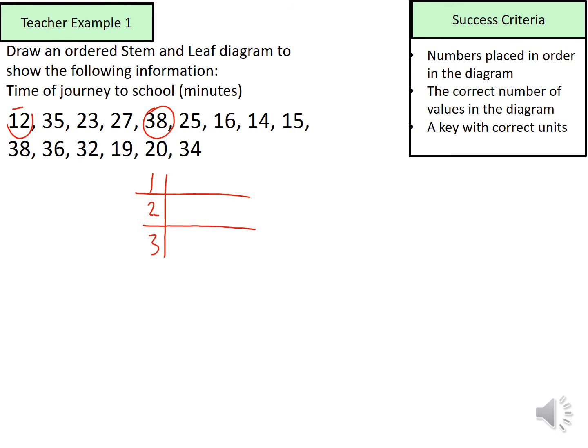So I start with my first number, which is 12, cross it out. 12, the stem is 1, so I'll put a 2 where the 1 is the stem. 35, 3 is the stem. 23, 2 is the stem. 27, 2 is the stem. 38, 3 is the stem, and so on. 2 is the stem, 1 is the stem. 14, so 1 is the stem.